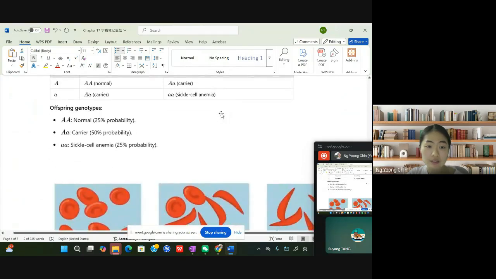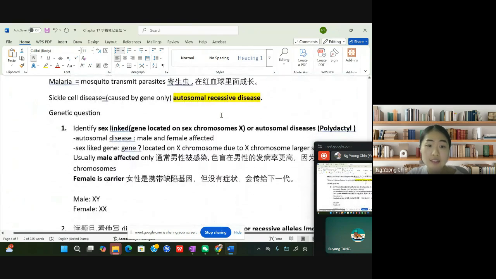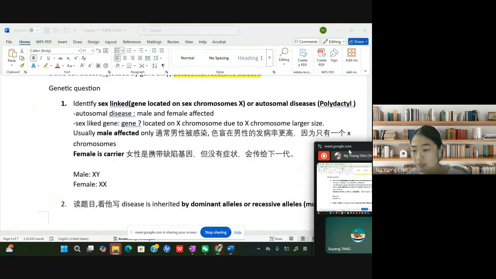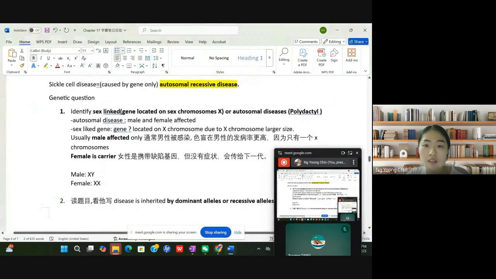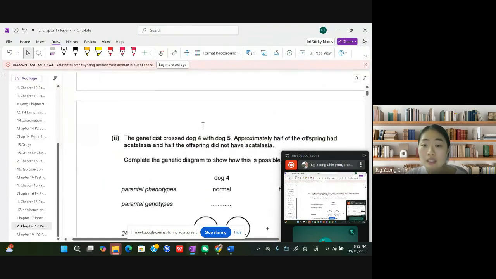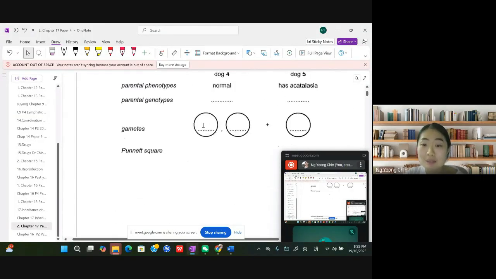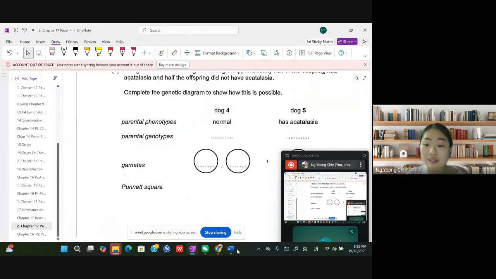Okay, and sickle cell anemia, I think we can discuss in the next class. I just briefly told you about how to do the genetic question. I think you can go back and try some of the questions. Or if you don't want to try, it's okay, because we will do them together in the next class. Some of the questions are quite difficult for you.